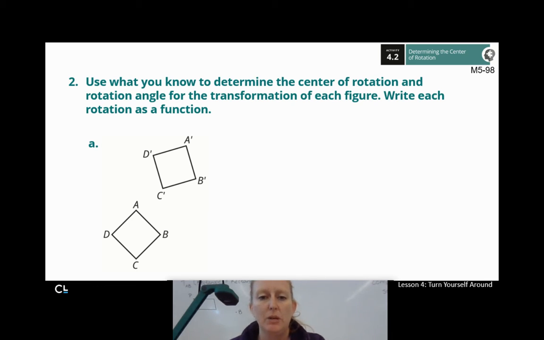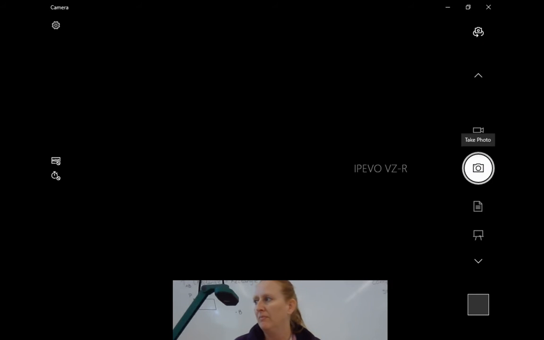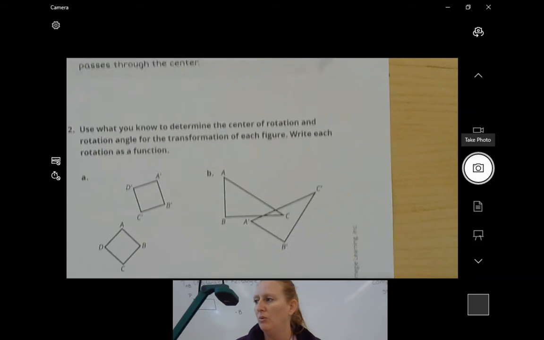I got my camera here somewhere. Hang on. I do have a camera. I promise. That even works today.